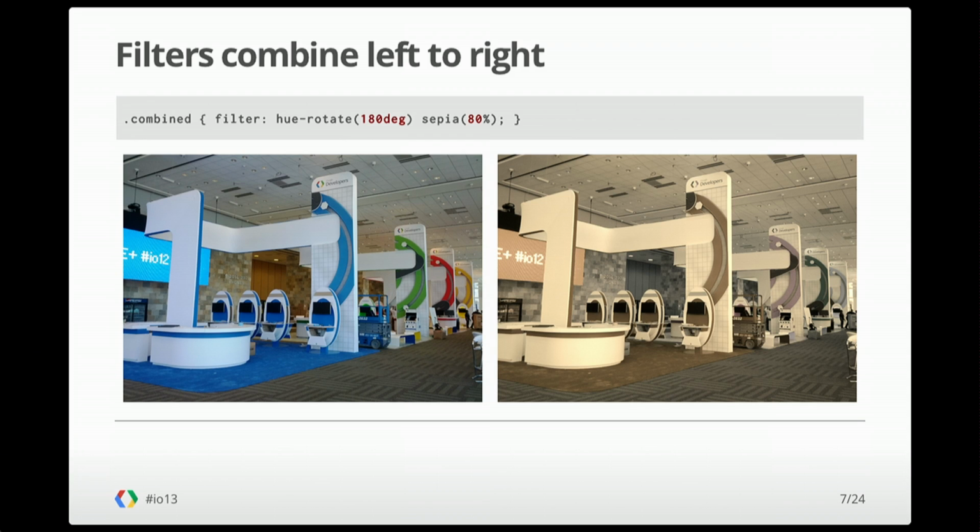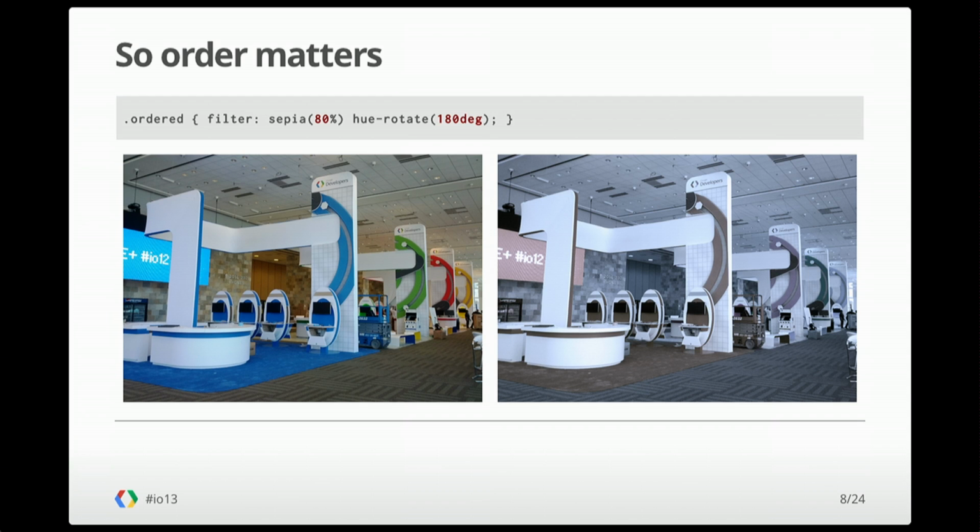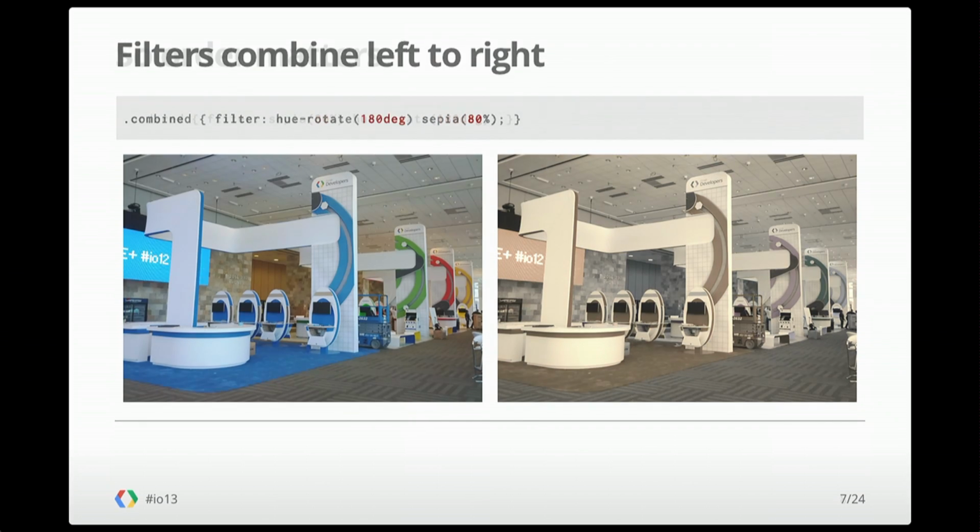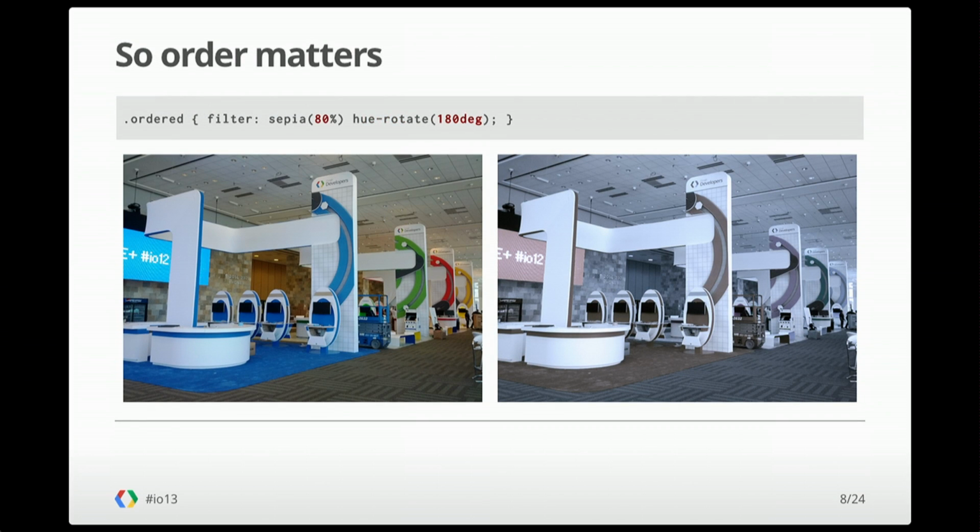So in this case, we've shifted the hue and we've sepia toned it, but if we were to flip these around the other way, we'd have something like that. So as you can see, the color's actually different. They're exactly the same filters, just in a different order. See, sepia and bluish tinge.